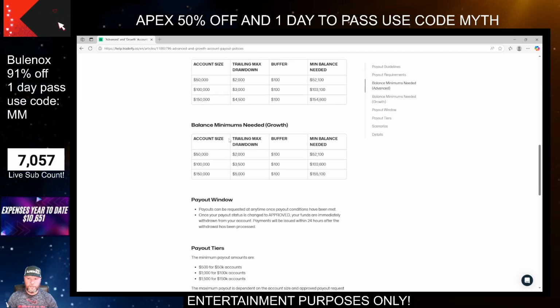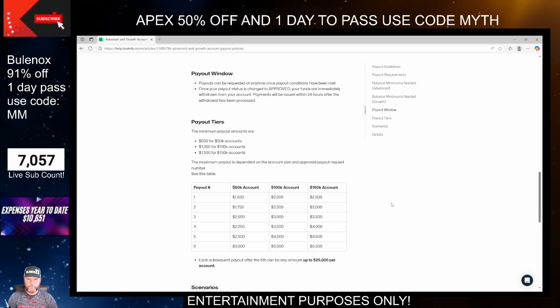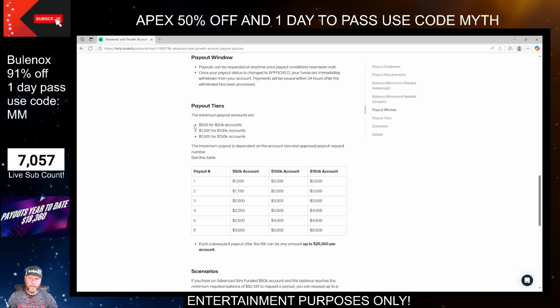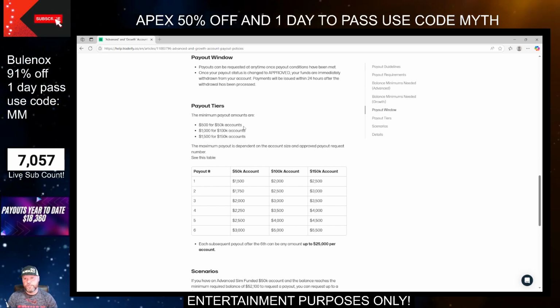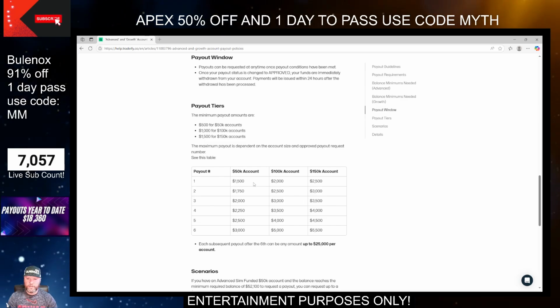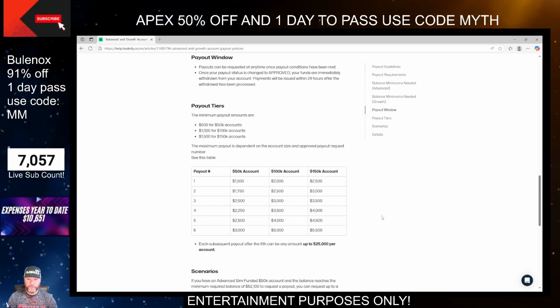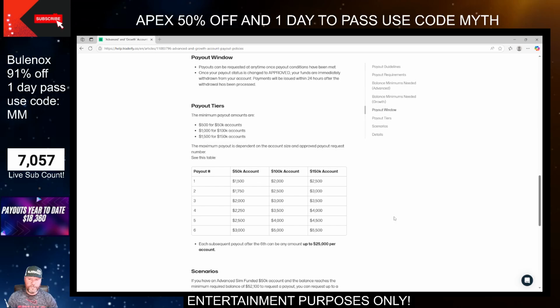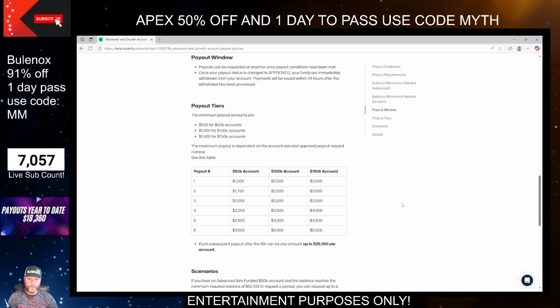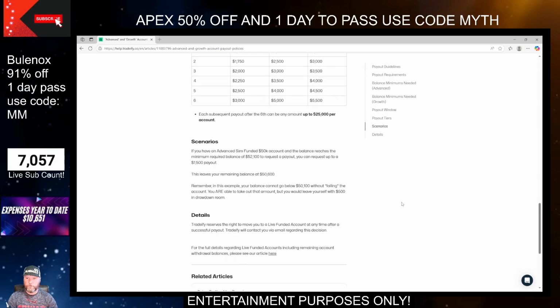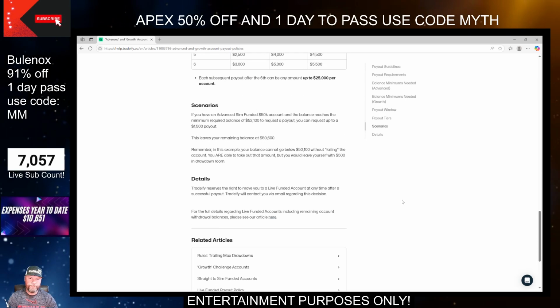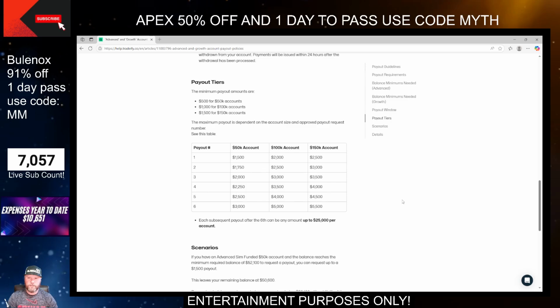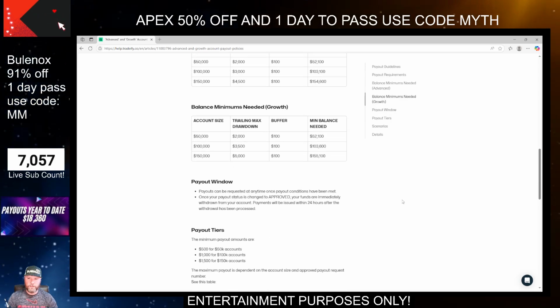Same thing for the growth account there. The minimum payout on the 50K account, which is what most people choose, is $500. The maximum payout is going to be $1,500. So every 10 days you could take out $1,500 once you reach the $2,100 buffer. For the direct straight to sim funded, that one's a little different.